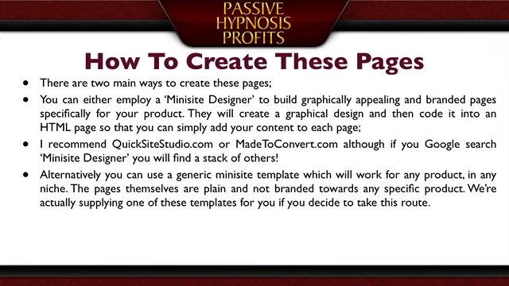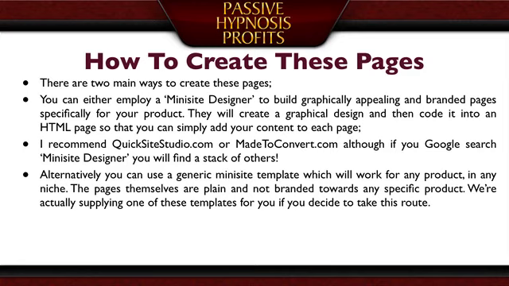The alternative is, if you don't want to go down that route, you can use a generic mini site template, which will basically work for any niche, any product, because the pages are plain, they're not branded towards any specific product. It's typically just a white background with a central column in the middle that looks like a piece of paper standing up off the page. And literally, you just put all of your information in there. It will work for any product from smoking to weight loss to anything.